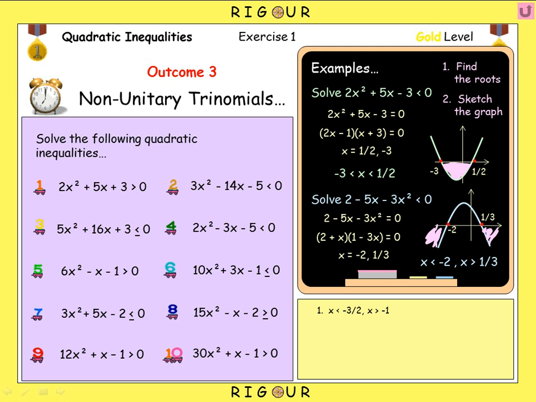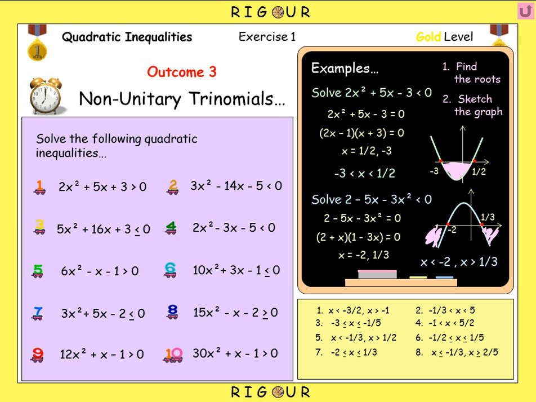So x is less than minus 3 over 2, x is greater than minus 1, x is lying between minus a third and 5, x lies between minus 3 and minus a fifth inclusive, x lies between minus 1 and 5 over 2, x is less than minus a third, x is greater than a half, x lies between minus a half and a fifth inclusive, x lies between minus 2 and a third inclusive, x is less than or equal to minus a third, x is greater than or equal to 2 over 5, x is less than minus a third, x is greater than a quarter, and x is less than minus a fifth, x is greater than a sixth. And that concludes our online tutorial for quadratic inequalities.